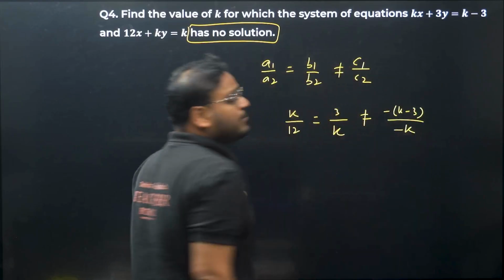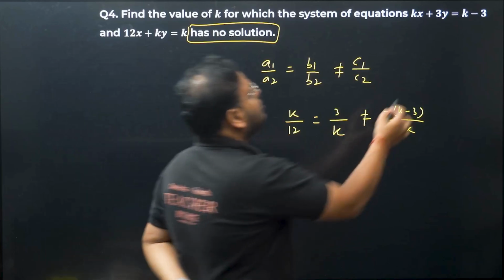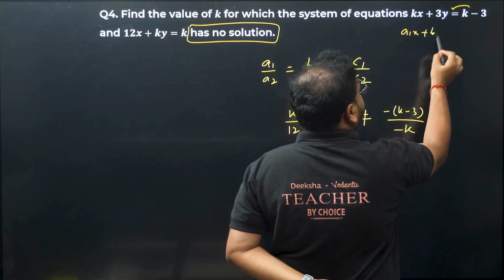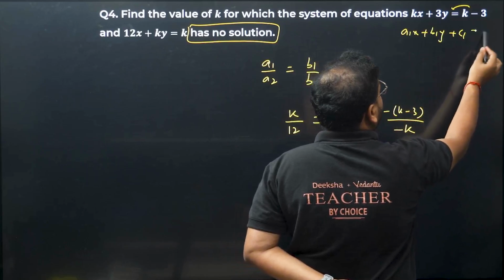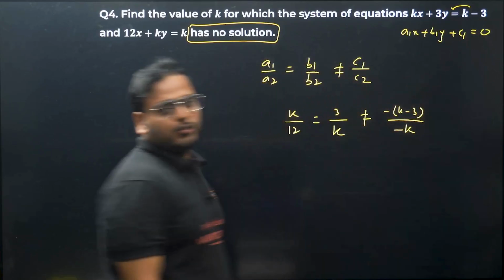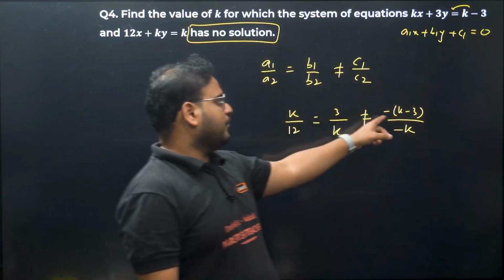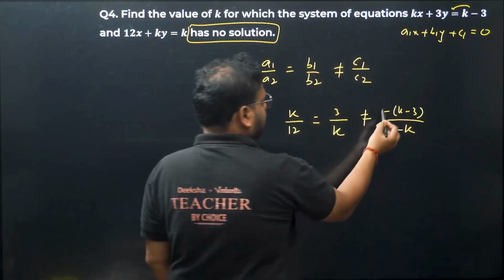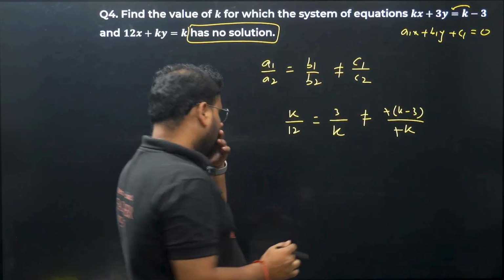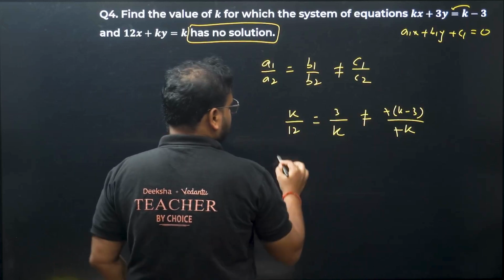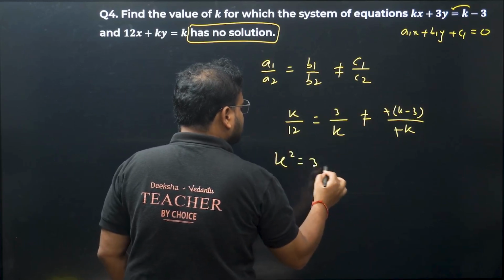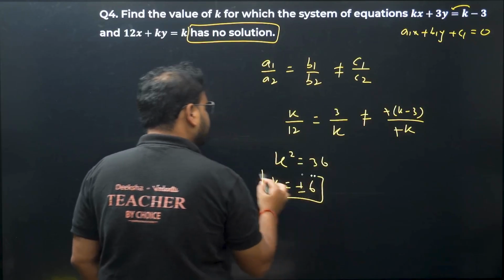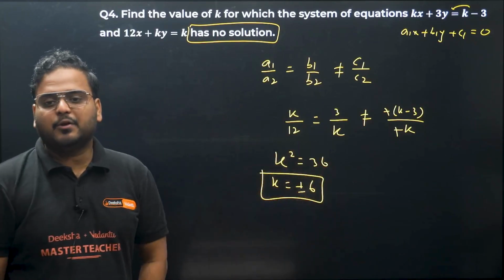Why am I writing minus? Because the equation is like this: A1x plus B1y plus C1 equal to 0. RHS has to be 0. That's why I've taken a minus sign over here, bringing that on the left hand side of the equation. Okay, minus cancels. Anyway, let's solve from here first. We get k square equal to 36. So k value is plus minus 6. From the first two, I'm getting k value as plus minus 6.